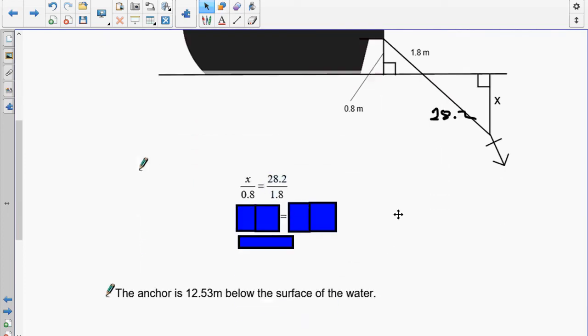Now we just have to solve it. So x over 0.8, to get rid of the 0.8, we multiply both sides by 0.8. So this gives us x over 0.8 times 0.8. Those cancel, leaving me with just x. And of course, 28.2 divided by 1.8 multiplied by 0.8 gives me 12.53. So the anchor is 12.53 meters on the water. I kind of forgot to cover that up, but it doesn't matter.